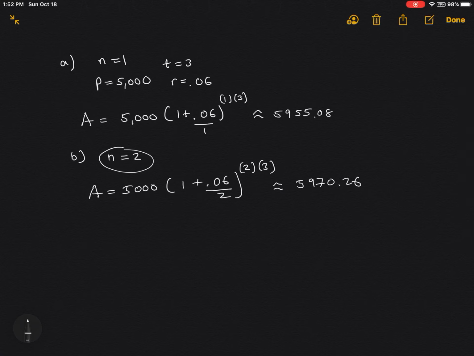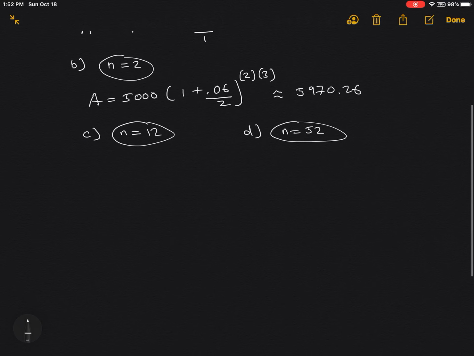On a quiz or test, I'd say round to the nearest 10th or 100th. In this case, I rounded to the nearest 100. Everything else is identical. For monthly, N is going to equal 12. And then for part D, weekly, I don't expect you to know how many weeks there are in a year. I will probably tell you on a test. We'll just say N is 52. So you guys can try these on your own and see if you get the answer I wrote out in the notes. All right, so moving on.